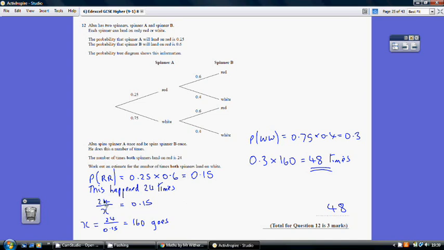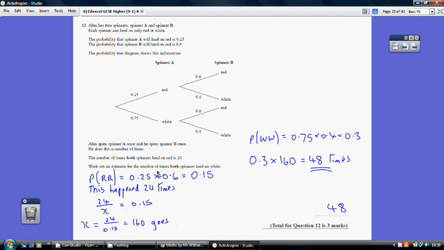Now we know it happened 24 times, so that's 24 out of how many times to have a probability of 0.15. So rearranging this, we get x being 24 over 0.15. So we need there to be 160 double spins, 160 goes, in order for it to have happened 24 times, both red and red. So 24 divided by 160 is our 0.15. So we know we've had 160 goes.